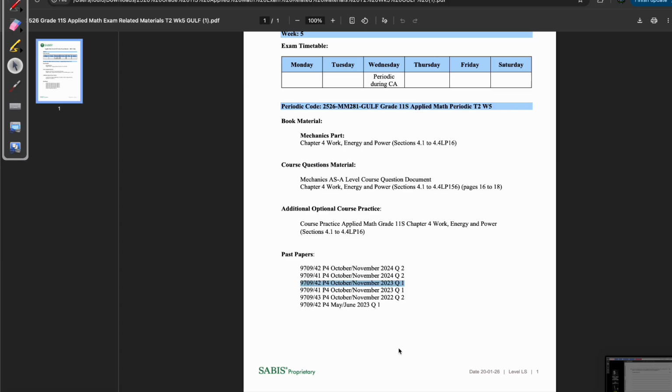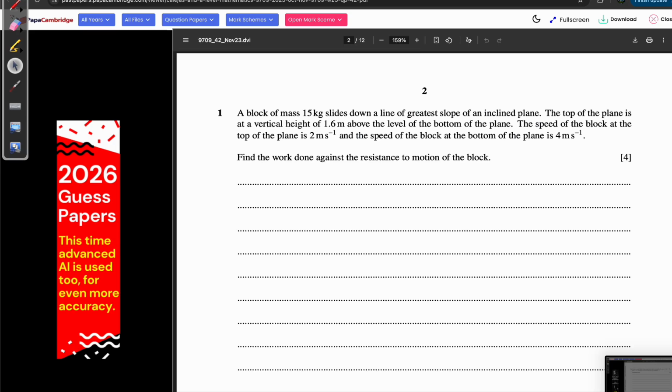Now I'm going to be explaining paper 4 version 2, October-November 2023, question 1. A block of mass 15 kilograms slides down a line of the greatest slope of an inclined plane. The top of the plane is at a vertical height of 1.6 meters above the level of the bottom of the plane. The speed of the block at the top of the plane is 2 meters per second.